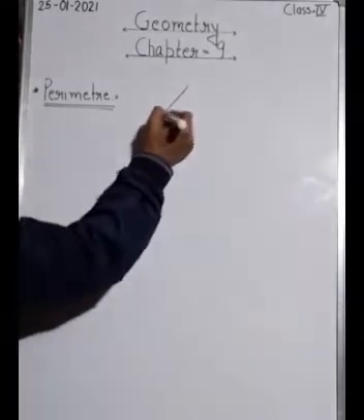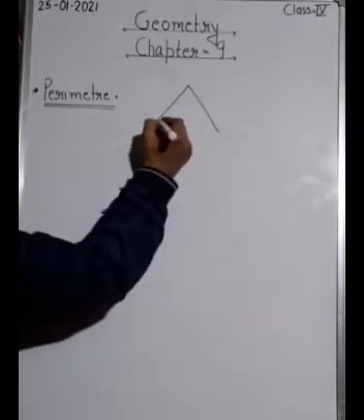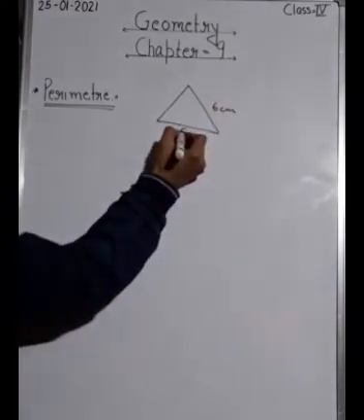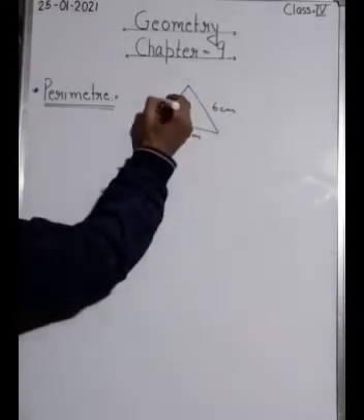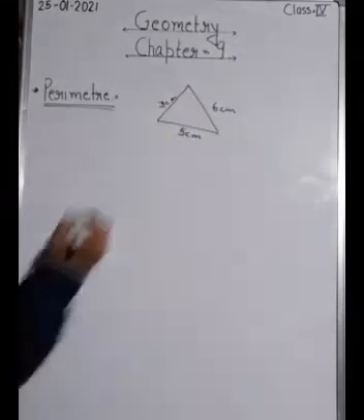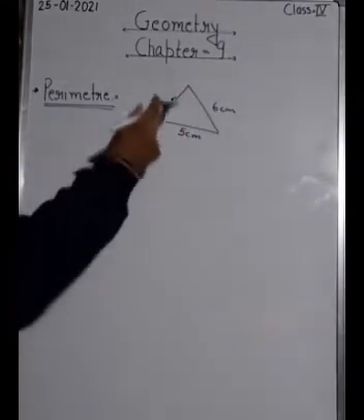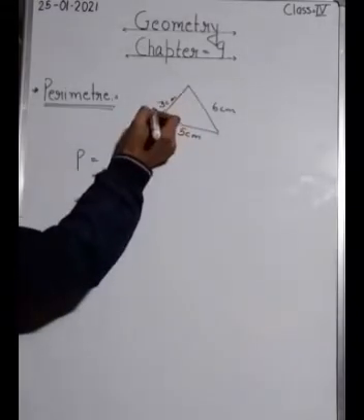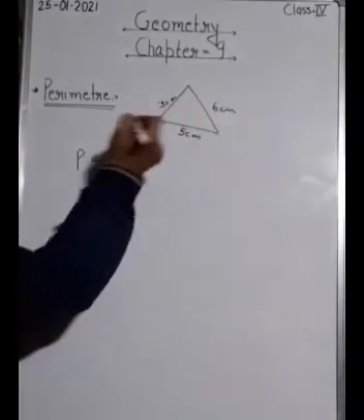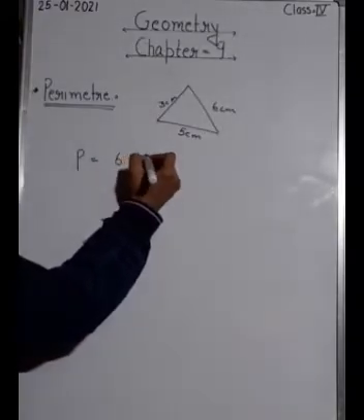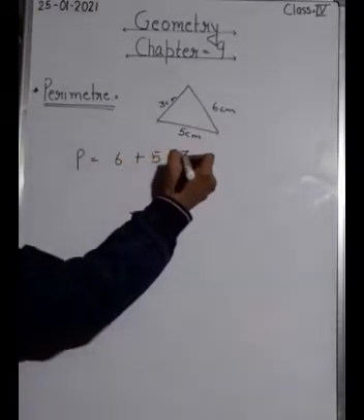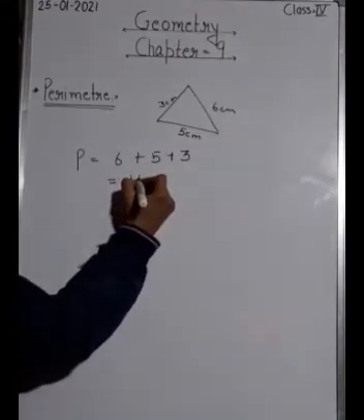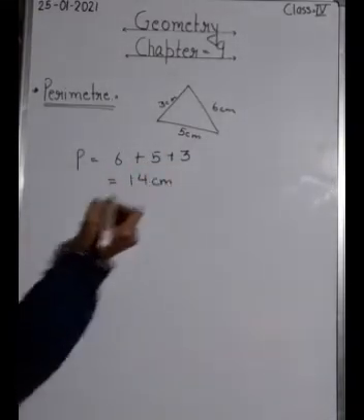Okay. So suppose we have to find the perimeter of this triangle, and I take it as 6 centimeter. This side is 5 centimeter, and the other one is 3 centimeter. And I told you to find the perimeter of this triangle. So it will be P is equal to sum of lengths of the sides. So this is 6 plus 5 plus 3. So it will be 6 plus 5, 11. 11 plus 3 will be 14 centimeter.